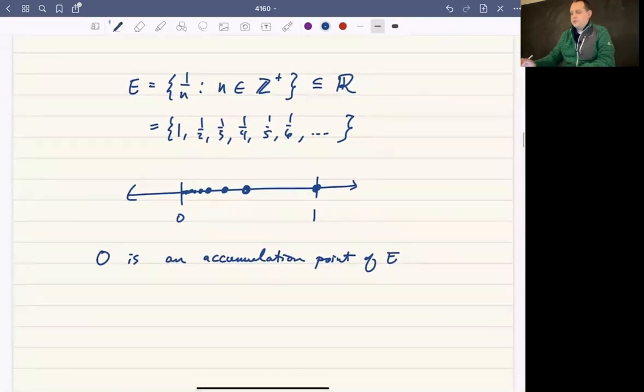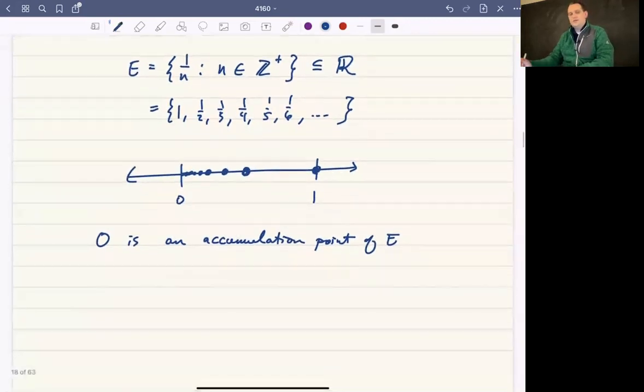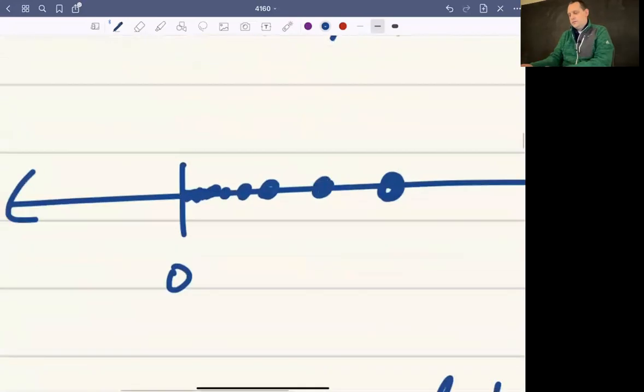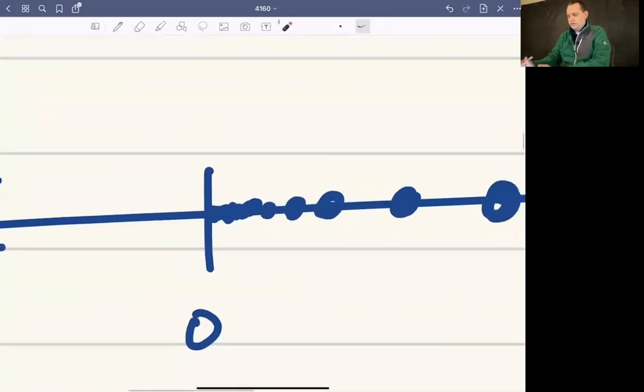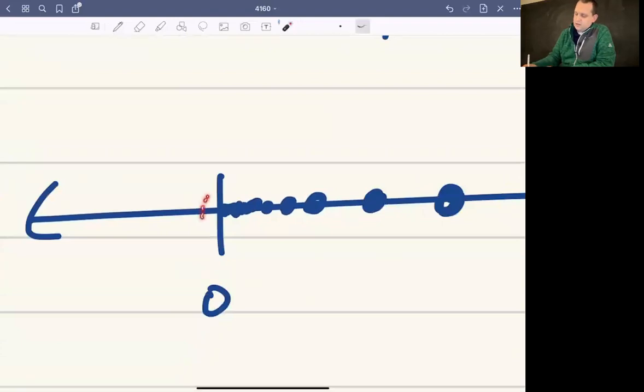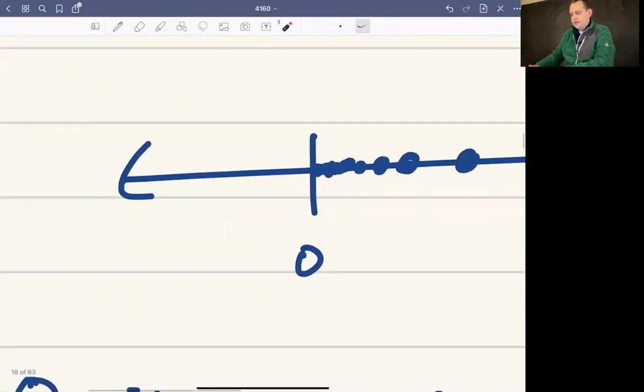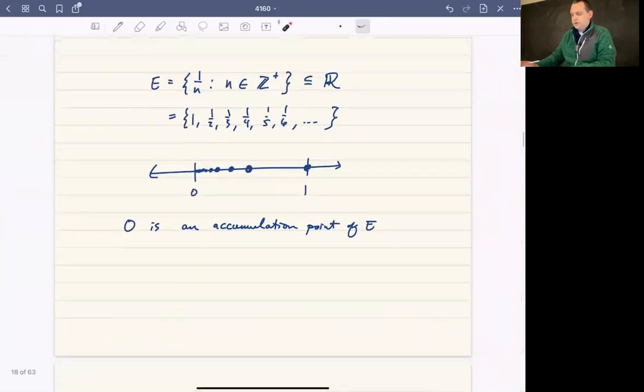It doesn't matter, I could even change the definition of E and include 0 in it. It doesn't matter. 0 is still an accumulation point of E. And the reason is, zoom in really, really far to that point 0. It doesn't matter how small of an open neighborhood you take, every open ball centered at this point is going to contain some point in our set. No matter how small it is, there's going to be some point in that set. And so that's what makes this an accumulation point.